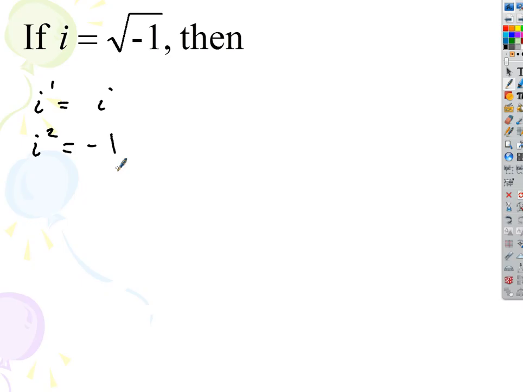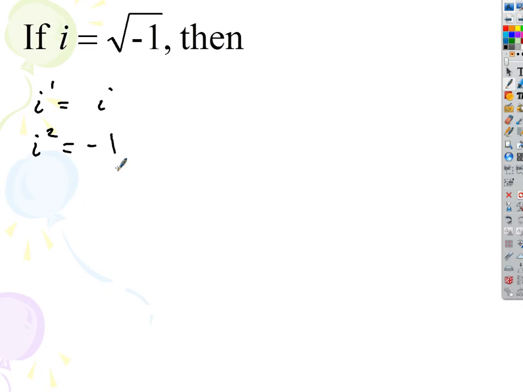So i squared equals negative 1, but not i. i is the square root of negative 1. It's different. It's the square root of negative 1 squared. Right? Okay? Does that make sense? And when you square a square root, you're just undoing the radical. Okay? Make sense?